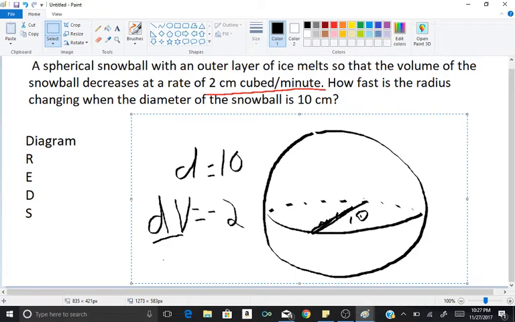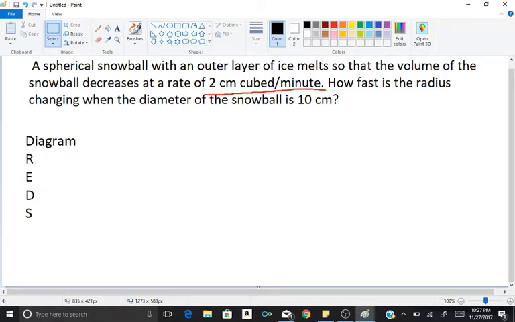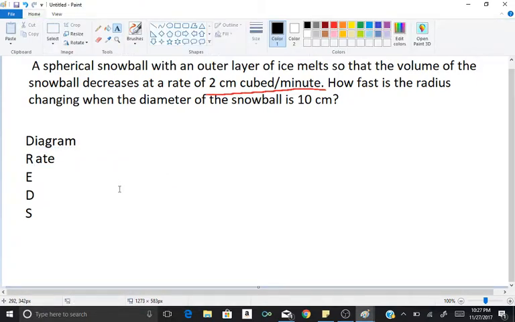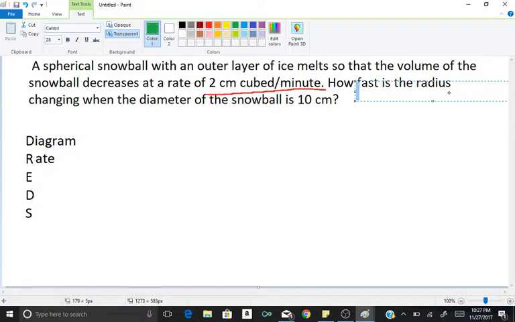And there it goes. All right, so next, R stands for rate. And that means what we are looking for. It's what the question is asking for. So looking here, it says how fast is the radius changing when the diameter is a certain length, in this case 10 centimeters. So it's not asking for the radius itself. That's important.